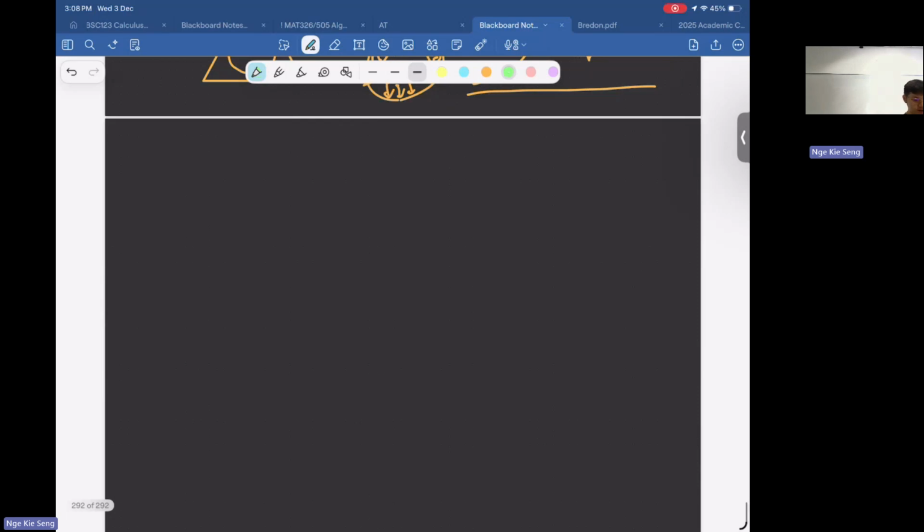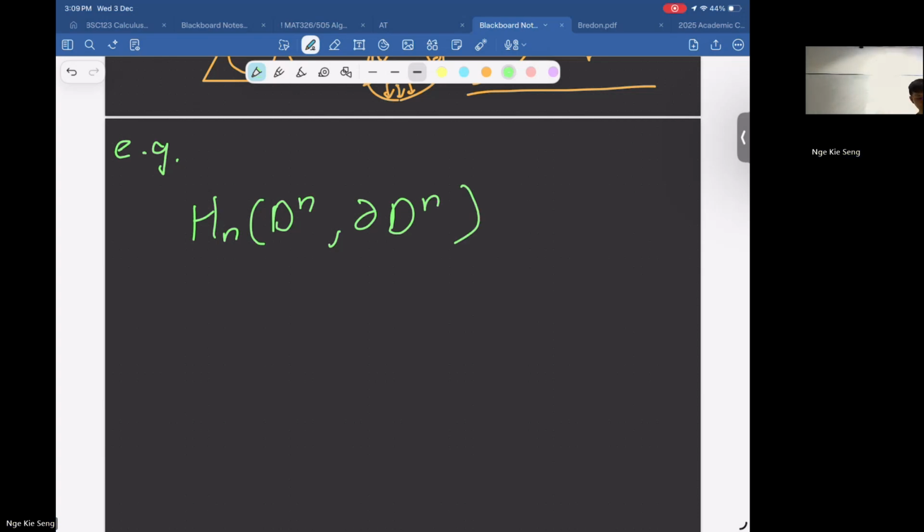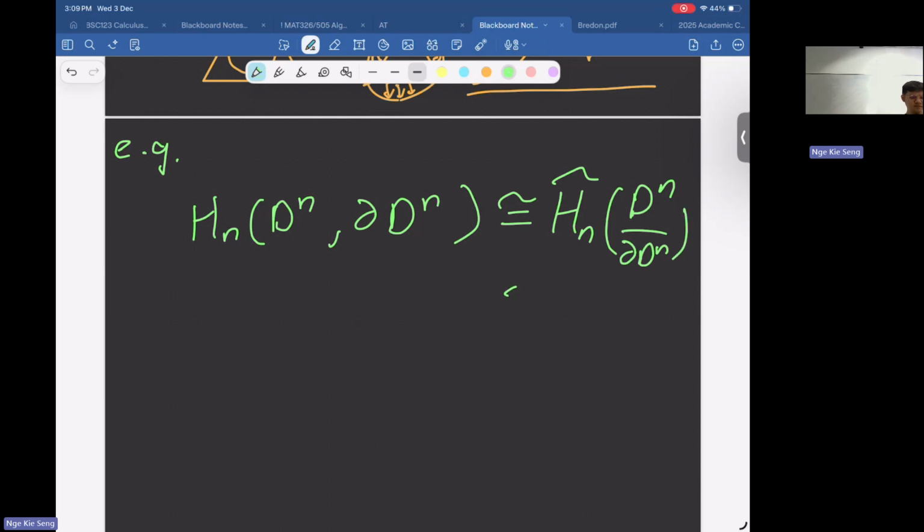details. The details is in the lecture notes. So maybe let's look at this. What is the relative homology of this quotient out by the boundary? Okay, just now, by what we have learned, right? This is a reduced homology of Dn over boundary of Dn. Sorry. Then this is just Sn.